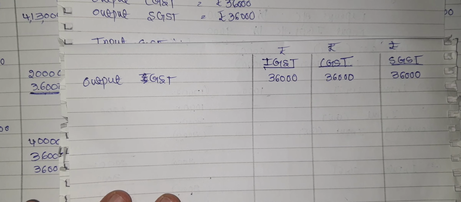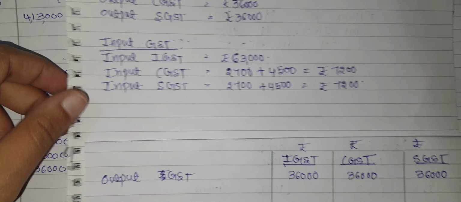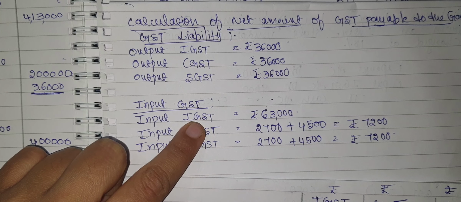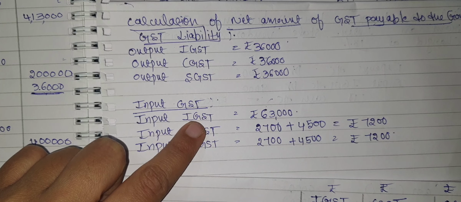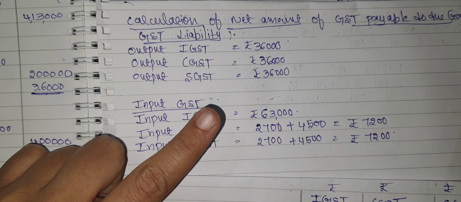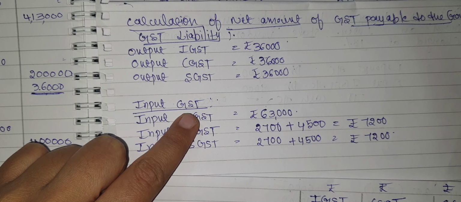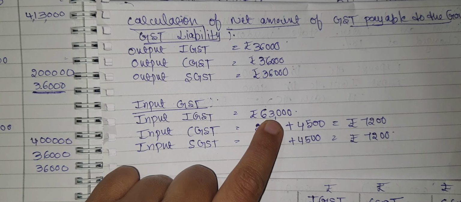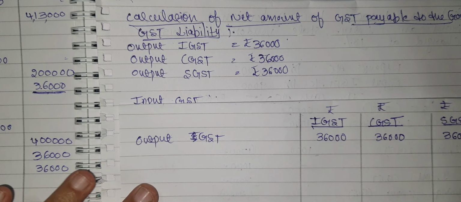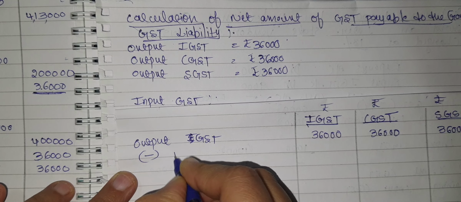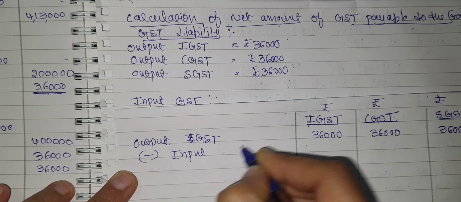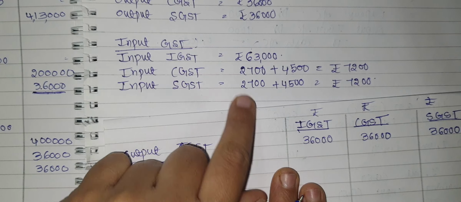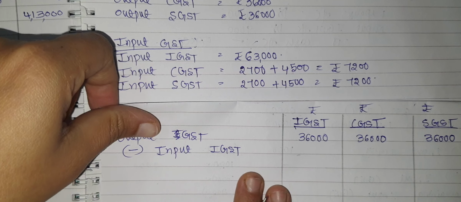Next, what is the next step? We have to see the input IGST. The available input IGST means the tax we have already paid on purchases, that is rupees 63,000. So, less input IGST, that is rupees 63,000.